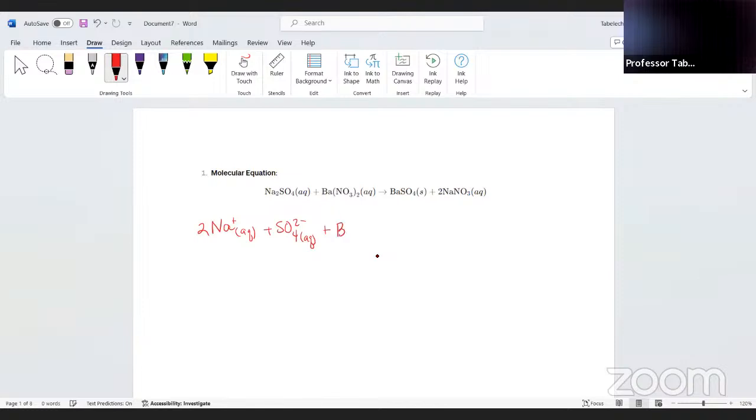Barium has a 2+ charge, and we're going to put aq for that one. And then for nitrate, there are 2 nitrate compounds.